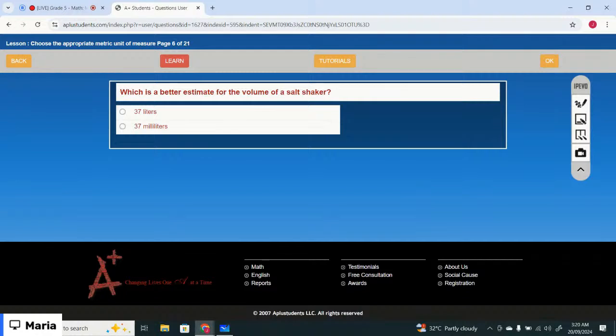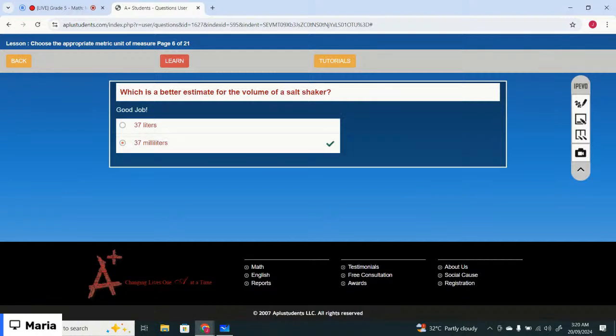Which is the better estimate for the volume of a salt shaker? That must be 37 milliliters. 37 liters is too big for the salt shaker, right? Option number 2 is the correct option, not 1. 2 it is.